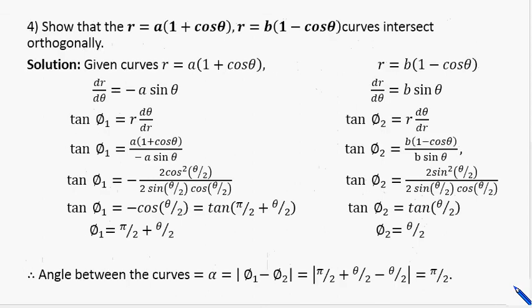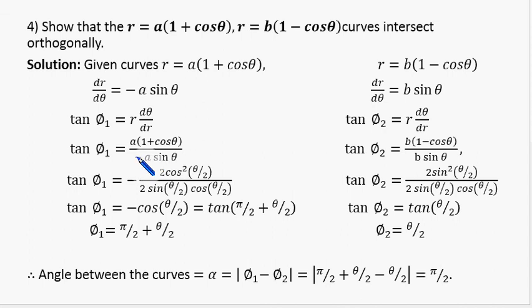Take the next one. Show that the curves r = a(1 + cos θ) and r = b(1 - cos θ) intersect orthogonally. The first curve we can take, differentiating with respect to theta, dr/dθ = -a sin θ. We know that tan φ1 = r dθ/dr, so we have to substitute the values of r and dθ/dr. Here r is a(1 + cos θ) and dθ/dr is 1 by (-a sin θ).